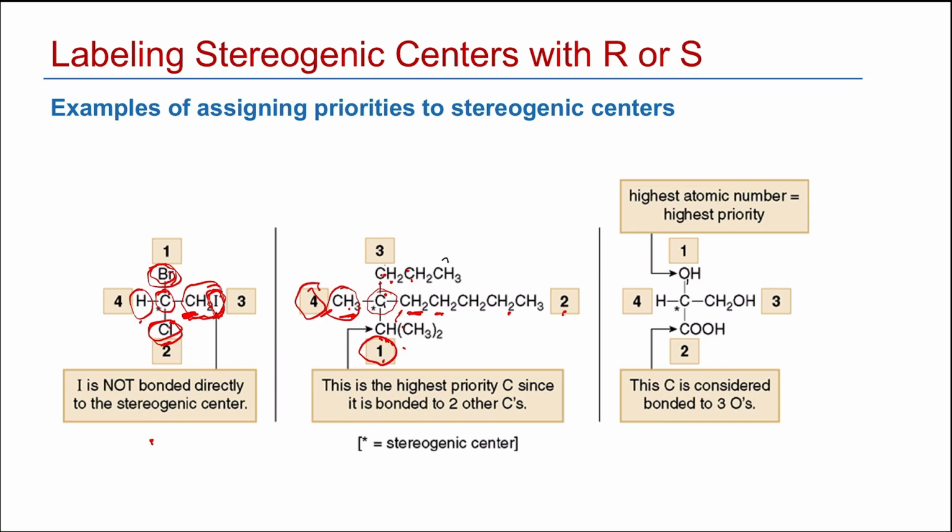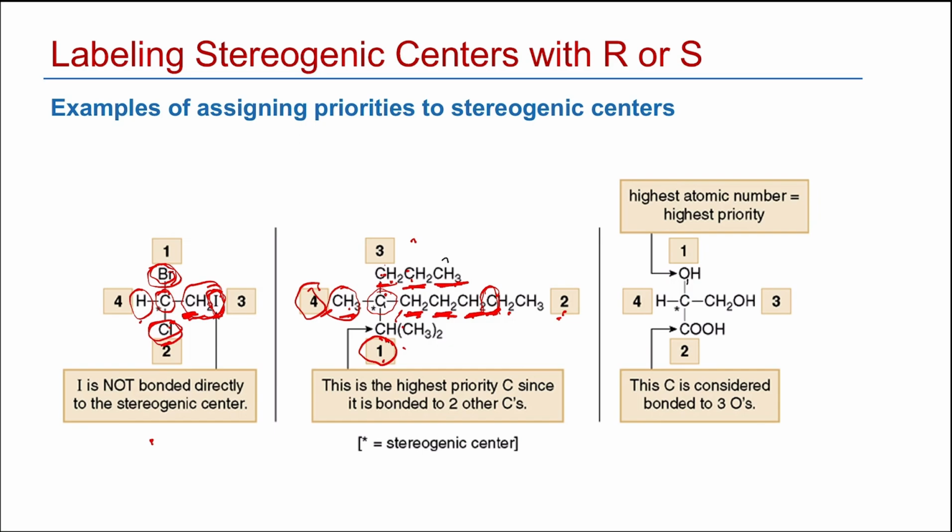Why did this one take priority over this one? So let's have a look and try to find where is the first point of difference. So CH2, CH2, then CH2, CH2, and then CH2, and this is CH3. So this is CH2 attached to another carbon, but this is CH3. So this is the first point of difference, this carbon here. So this one will take priority over the third one.